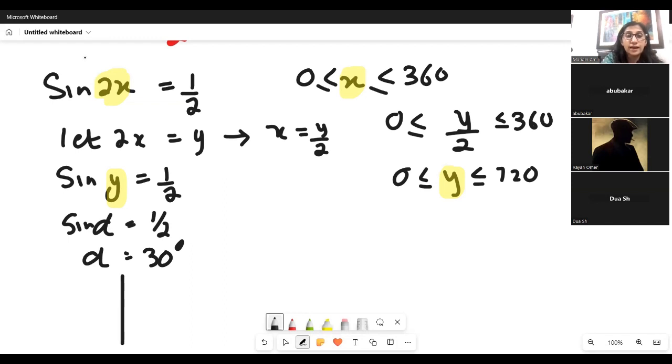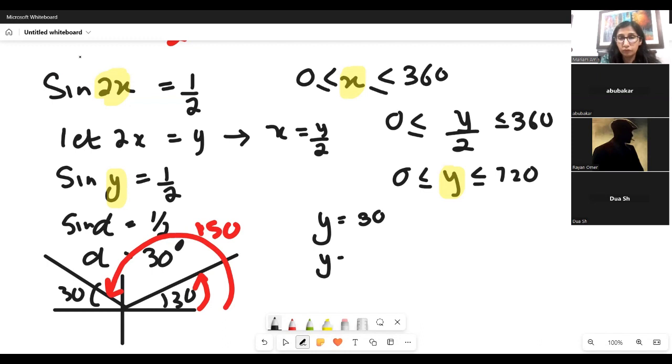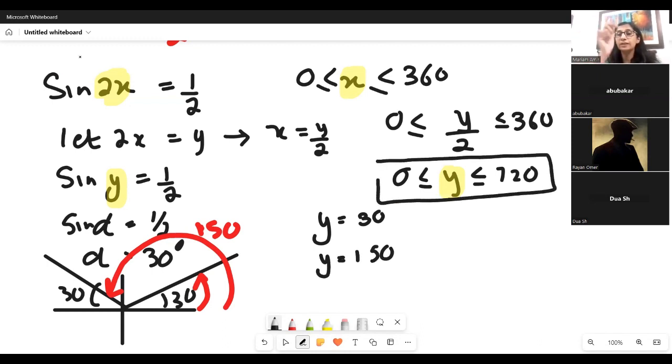Sketch. Sine is positive half, and sine is positive in the first quadrant. So you have a 30 here, and in the second quadrant, you have a 30 here. So one of the answers is this 30, and the other answer is 150. So two answers for y are 30 and 150. However, you have to find all the answers in this domain. y is between 0 to 720.